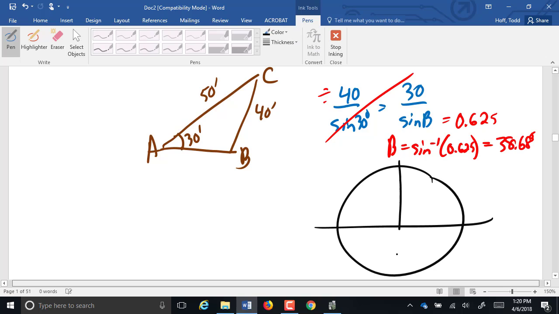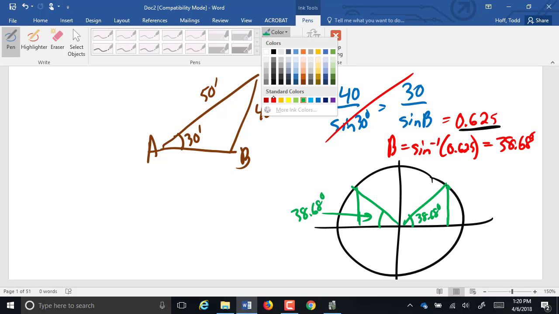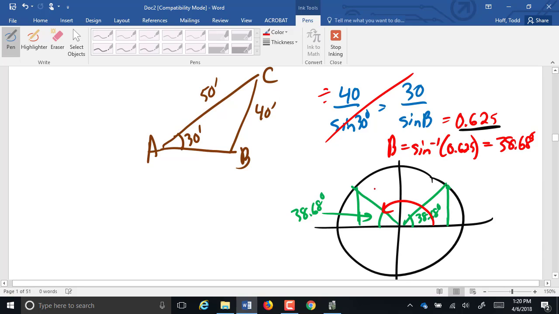In my unit circle, there are two angles that have that sine of 0.625. One of them is right here, the 38.68. The other one is over here. It has a reference angle of 38.68. What's the actual angle? 141.32. Where'd that come from? 180 minus that. The supplement.